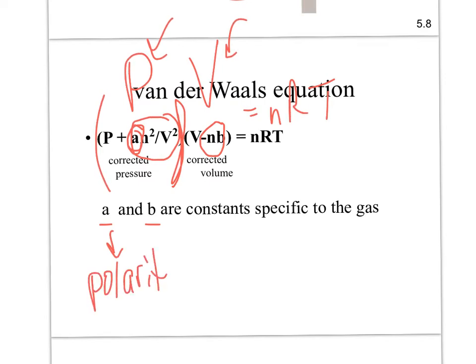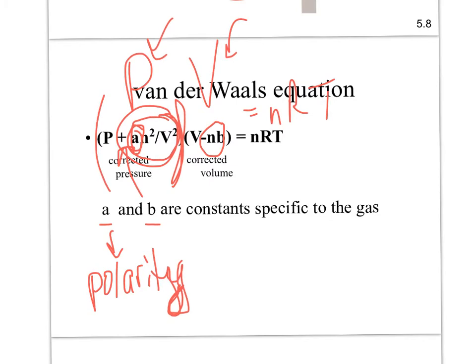The a factor corrects for polarity, for the reason we discussed above. If gases attract one another, they're not going to hit the walls of the container with as much force, and they're going to decrease the pressure. This a factor, with the plus right there, brings the pressure back up in the calculation so that the P that comes out matches the P in experiment. Notice that n and V are also part of that, where n is the number of moles and V is the volume of the gas.